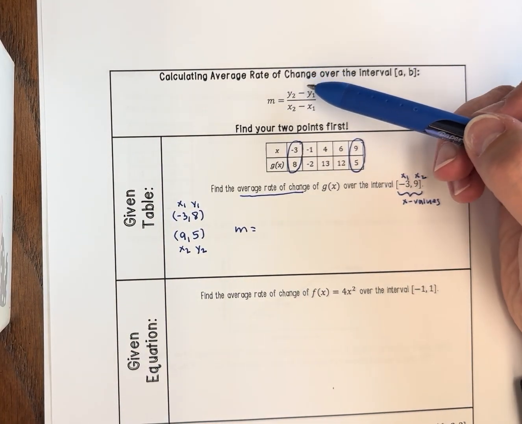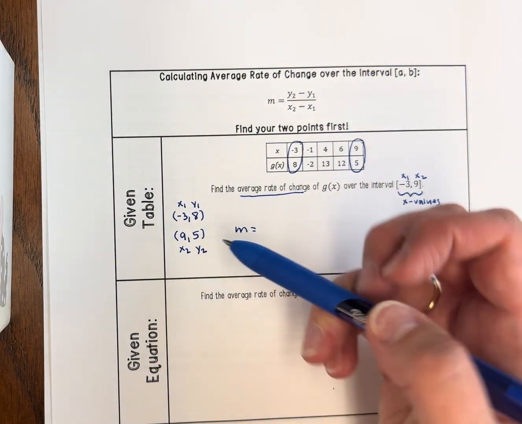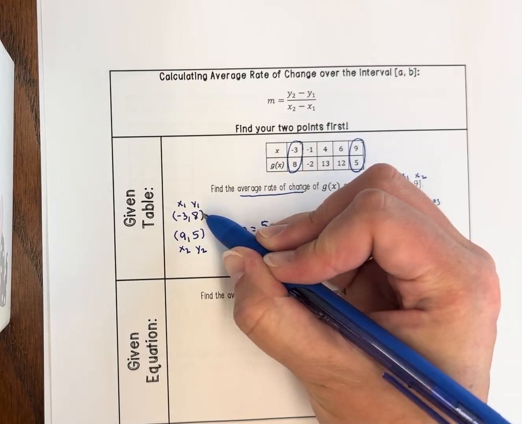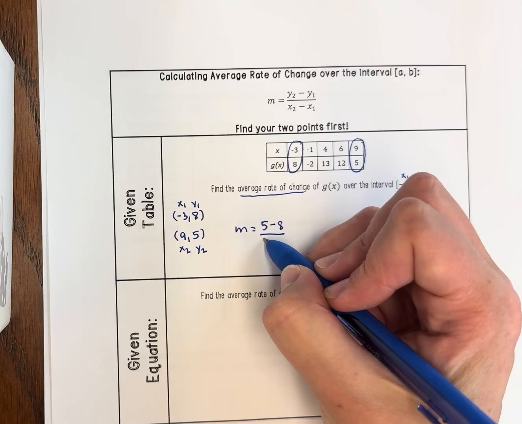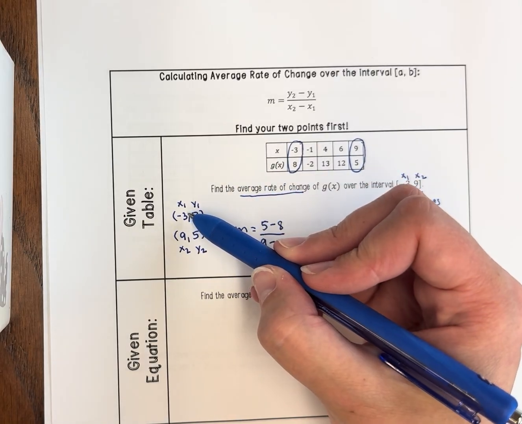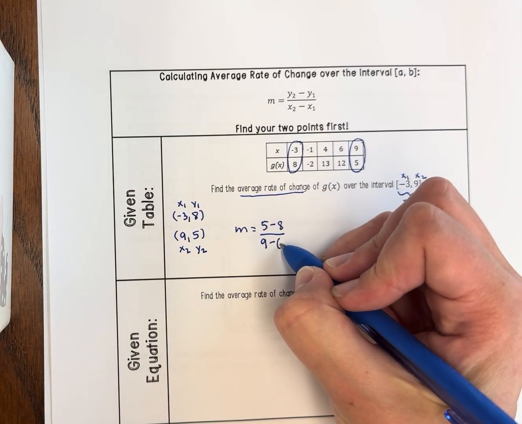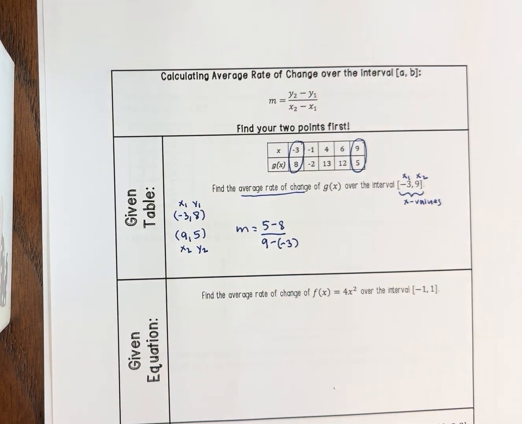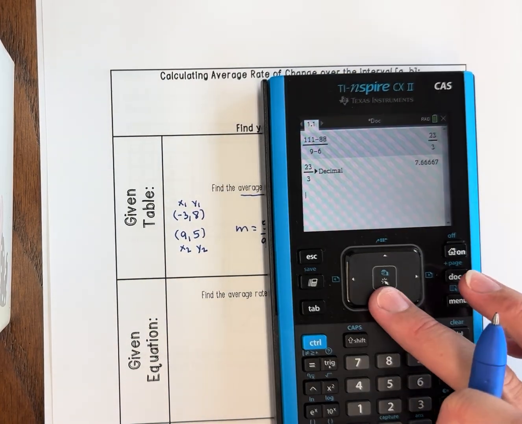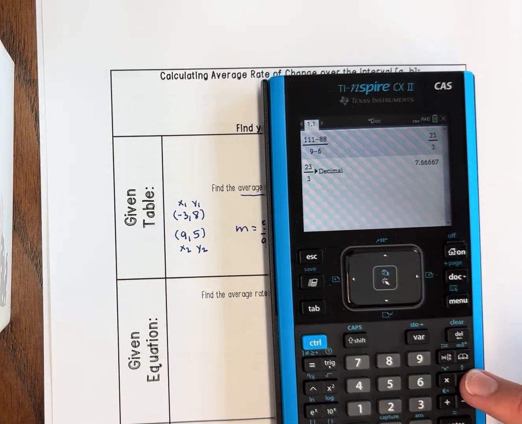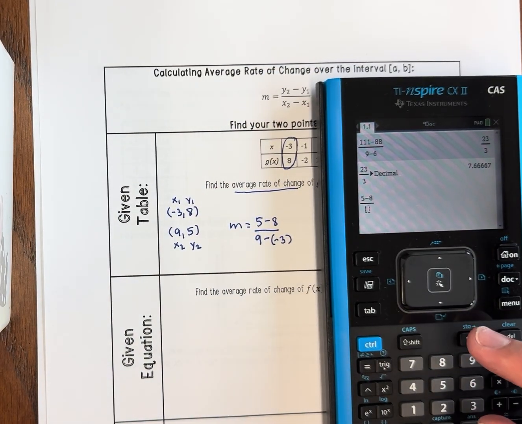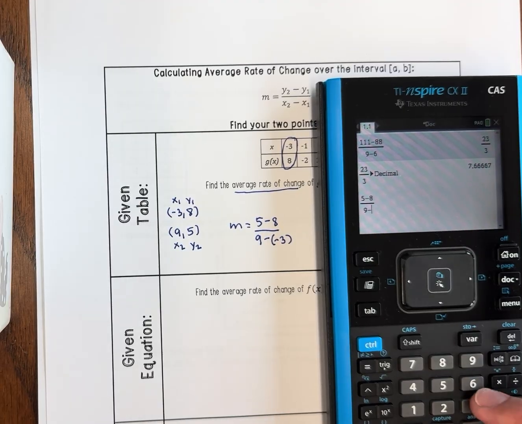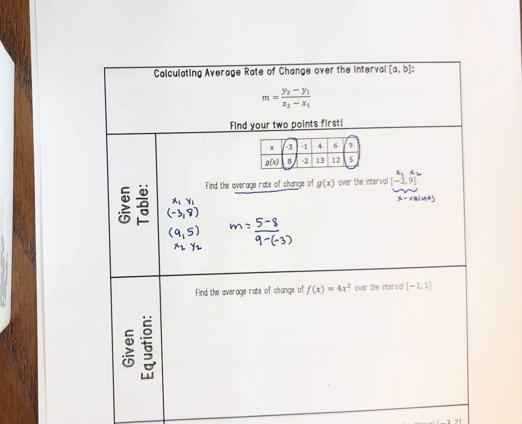So we're going to do y2 minus y1. y2 is 5 minus y1, which is 8, all over x2, which is 9, minus x1, which is -3. So we're going to do minus -3. Go to my calculator. So 5 minus 8 over 9 minus -3. That gives -1/4.